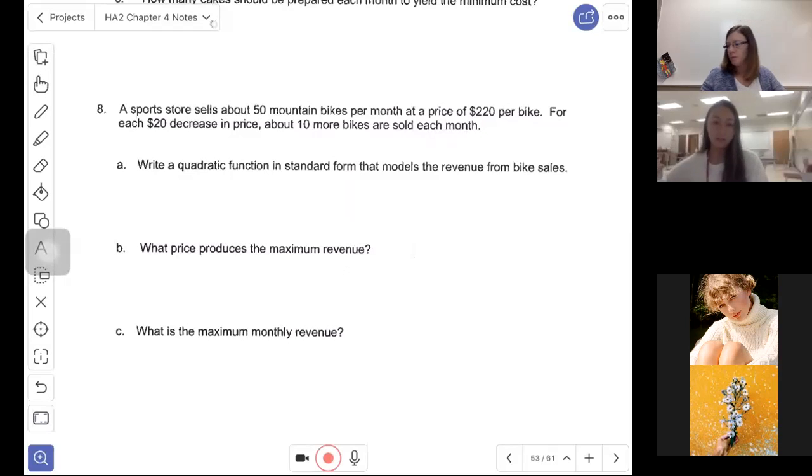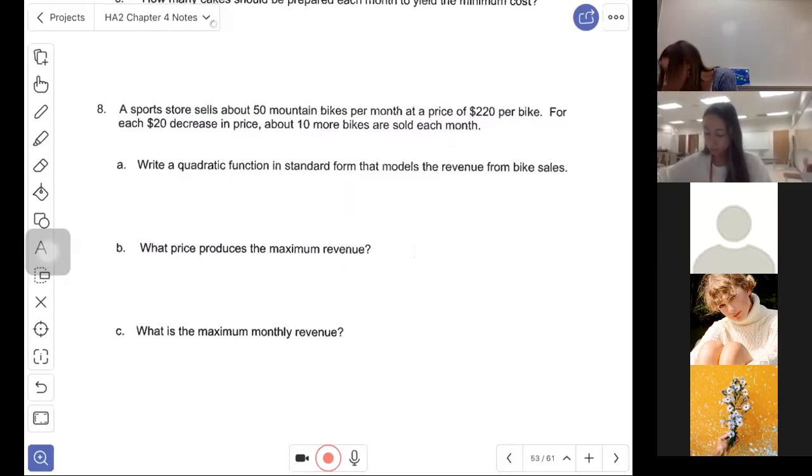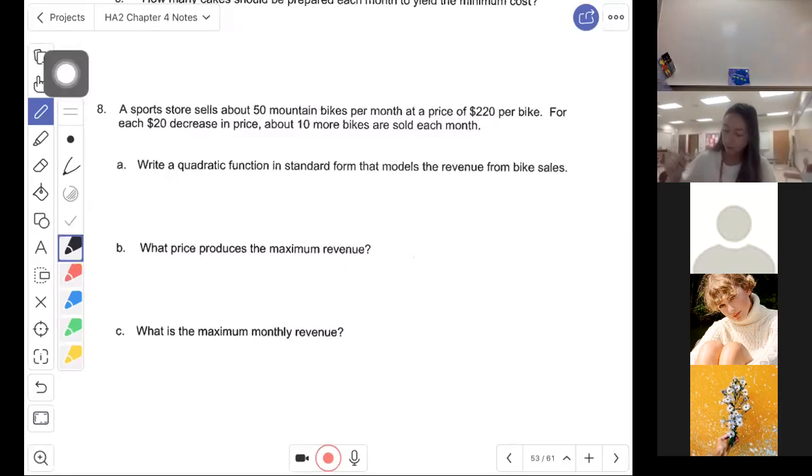So flip to page number 8. This one says a sports store sells about 50 mountain bikes per month at a price of $220 per bike. For each $20 decrease in price, about 10 more bikes are sold each month. Write a quadratic function in standard form that models the revenue from bike sales. How should I start making this quadratic function?